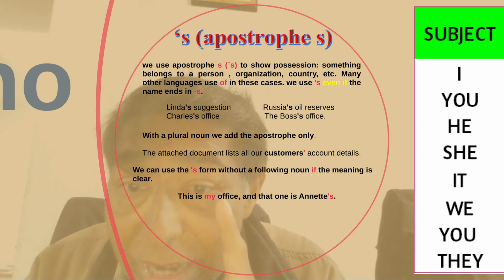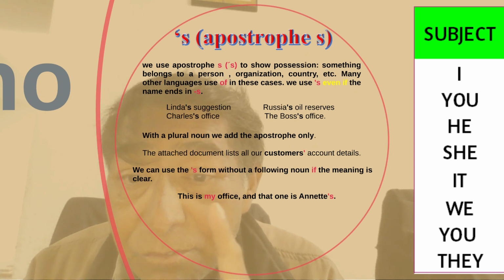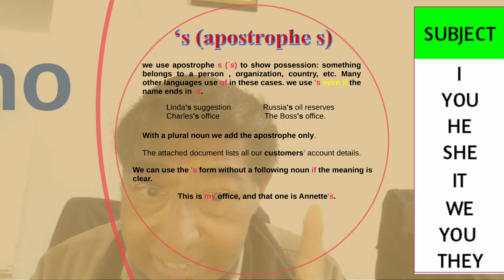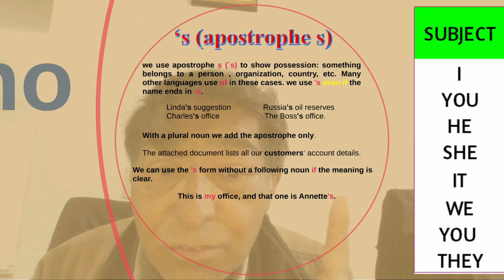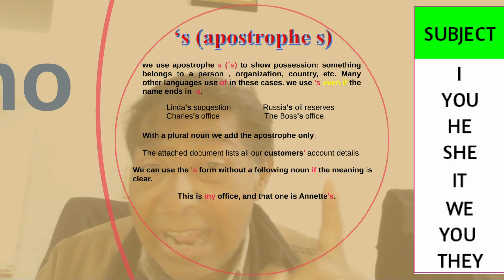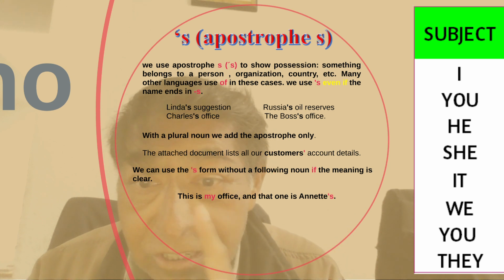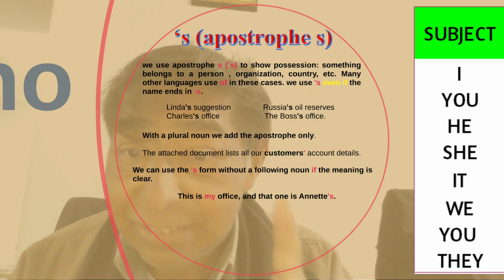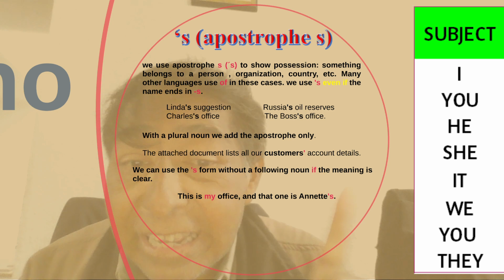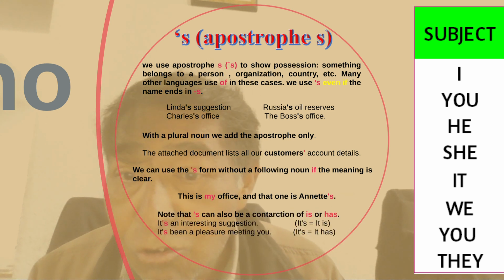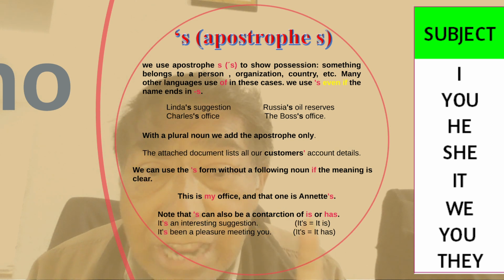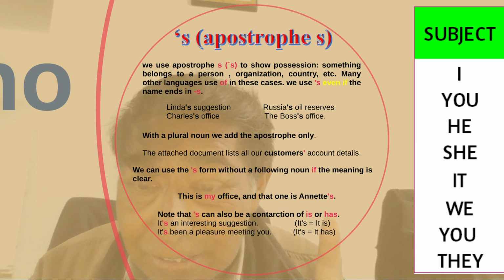This is my office. This is a possessive adjective, my office. And that one is Annette's. Annette's is indicated by the possessive, the apostrophe and the S, indicating the possession of whose office? Annette's. Okay, so this is my office, and that one is Annette's.